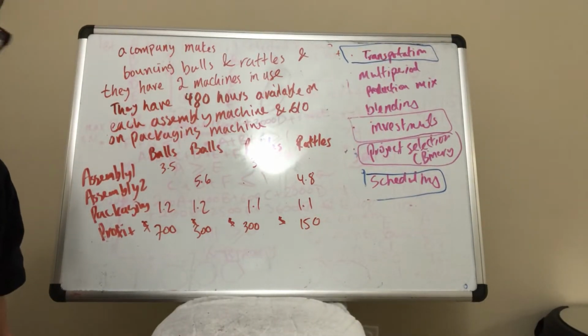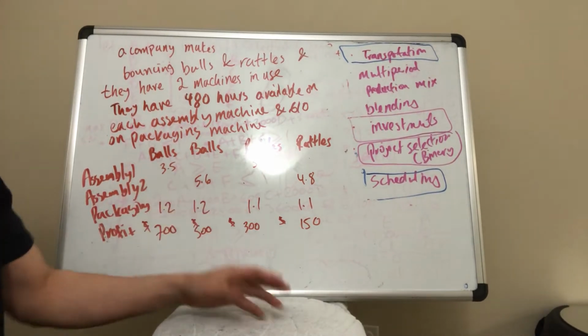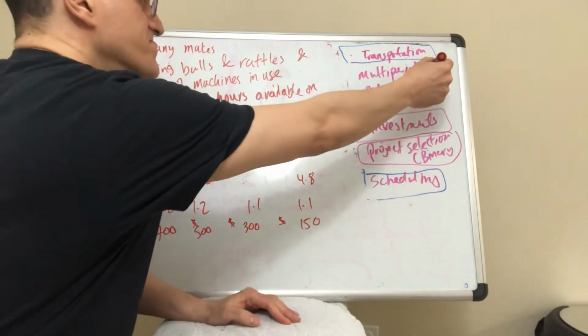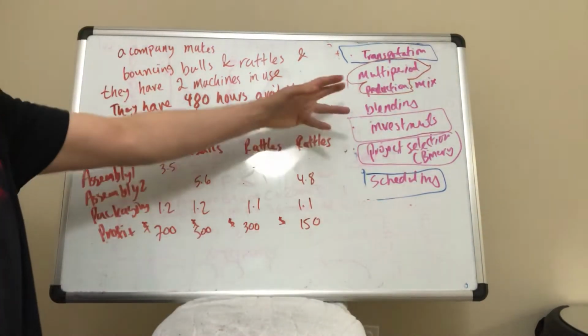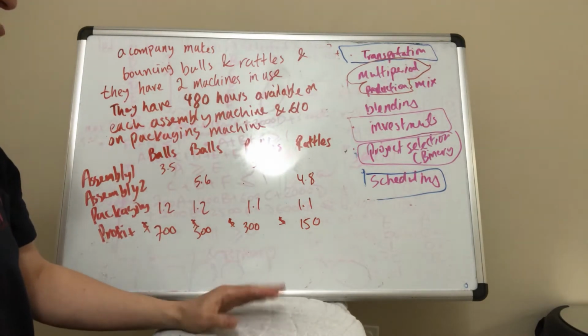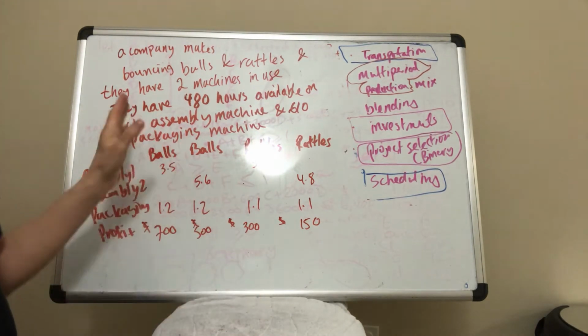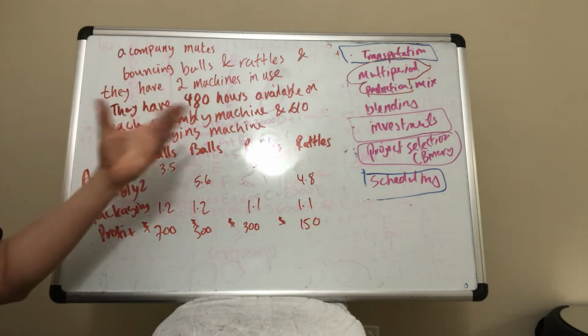This is another question. It's called multi-period production. So multi-period production. There's also the production mix blending, which would be the last question we're doing.